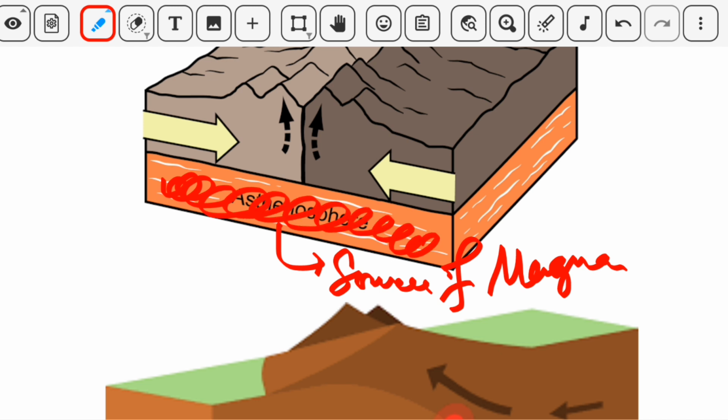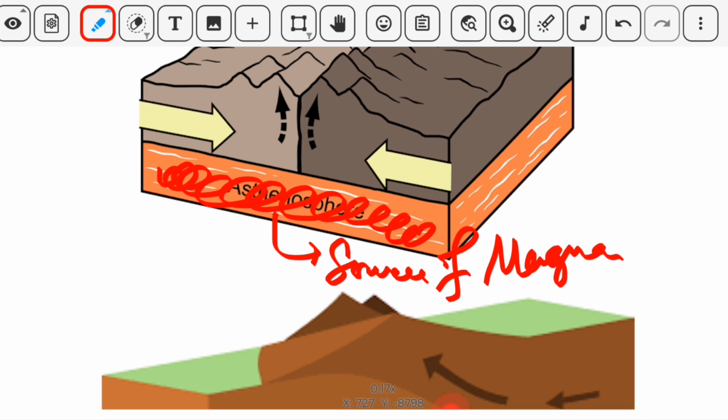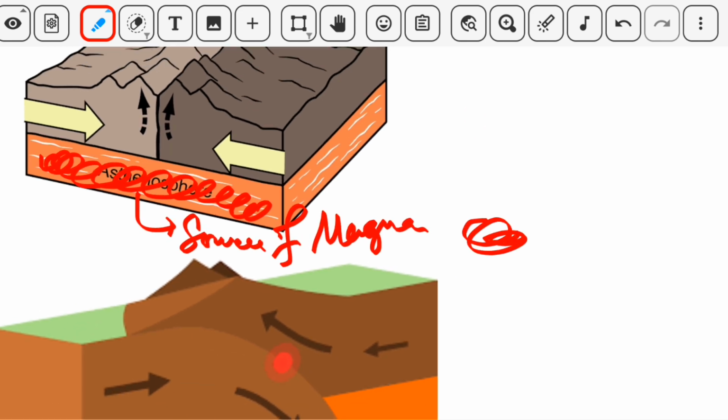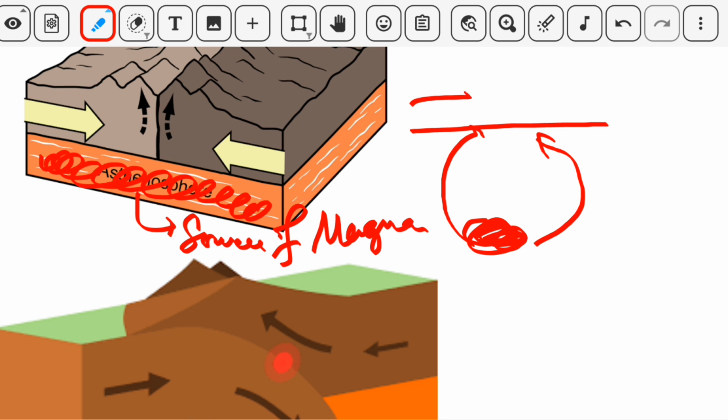All the magmas are collected here, and they are releasing convectional current, which hits the ground, and the ground starts moving. Suppose one convectional current comes in this direction, another comes in this direction, they hit the ground, and this part moves in this direction and this part moves in this direction, and this is a different plate. Suppose this is the North American plate and this is the South American plate.